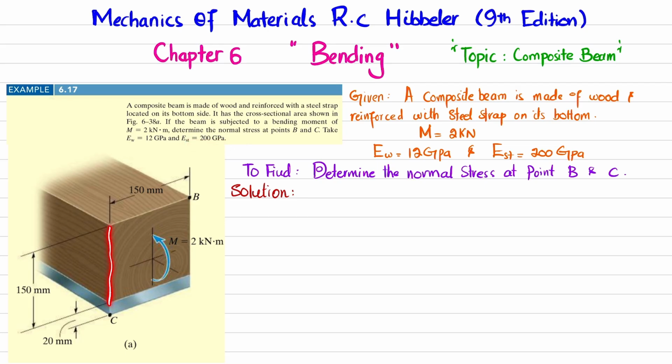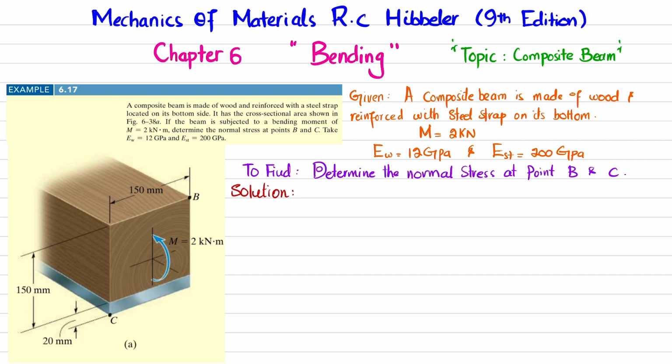So you can see this is the cross section of the beam that is shown. This portion is wood and there is a steel strap located at the bottom, and it is subjected to a moment of 2 kilonewton meter. So you have to determine the bending or normal stress at point B and the bending or normal stress at point C. So let's start with the solution.